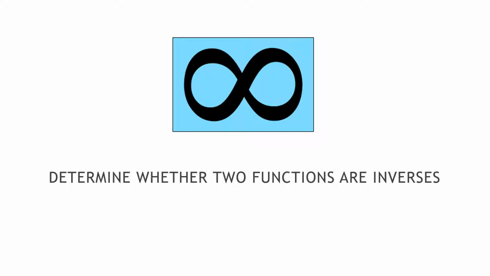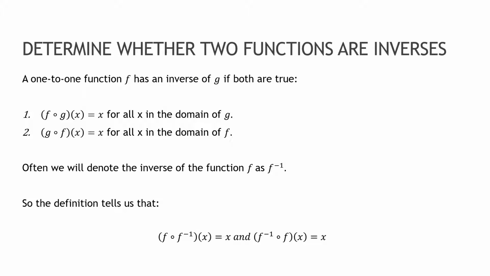Now that we know about one-to-one functions, we want to determine whether two one-to-one functions are inverses of one another. So again, a one-to-one function f has the inverse g if both are true. And it doesn't matter if you use f and g, it's just two different functions. Essentially what we're saying is if we can compose the functions f of g of x and get x, and we can get g of f of x and get x, then those two are inverses of one another.